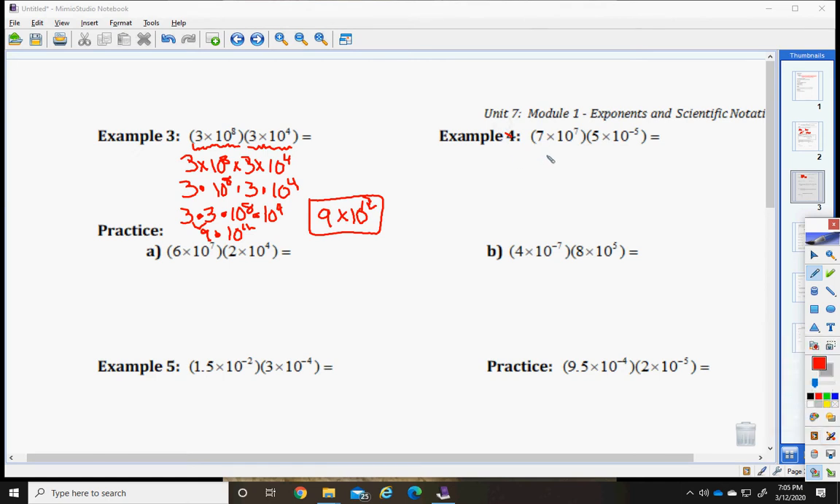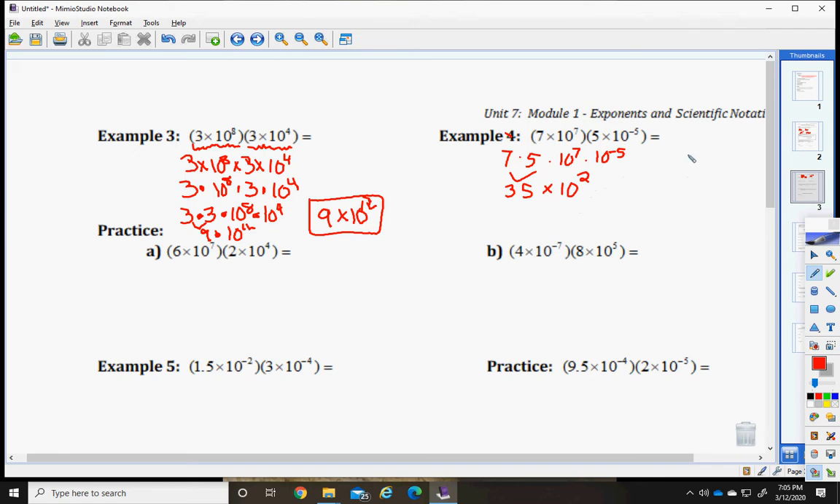If I did example 4, I can write it, I'm going to use a commutative property right away, as 7 times 5 times 10 to the 7th times 10 to the negative 5th. So 7 times 5 is 35, and that's being multiplied by 10 to the, and now I know that this is the second power. Without writing it out so many times and canceling, I kind of am getting used to these exponent rules, and I know that this would be 10 to the second power.